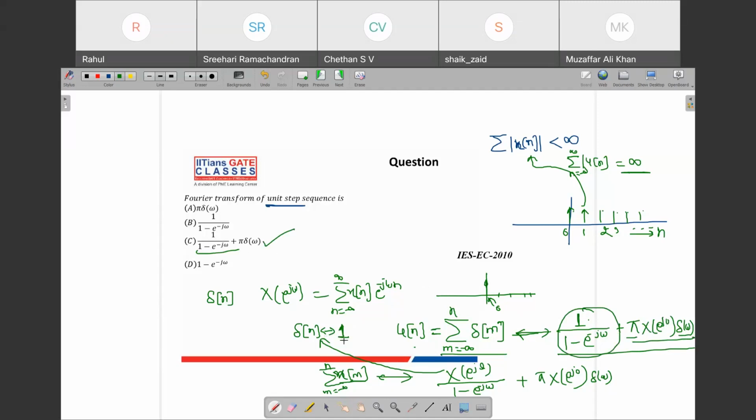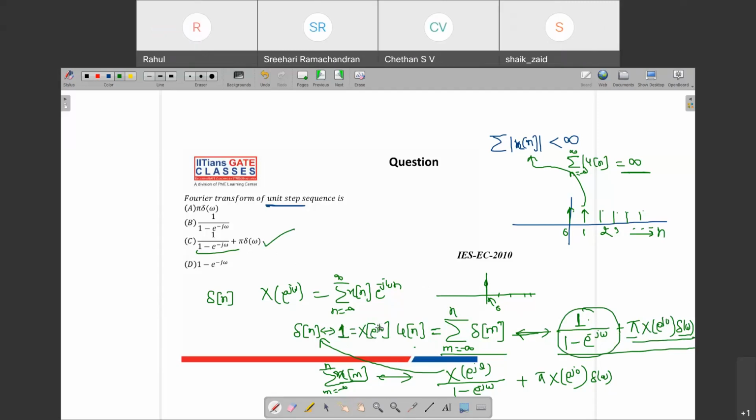Because the Fourier transform of this is equal to 1, and it is equal to X of e to the power j omega. So when you put omega equal to 0 also, it is equal to 1. So this will be equal to 1. So since this is equal to 1, you'll get pi into del of omega.